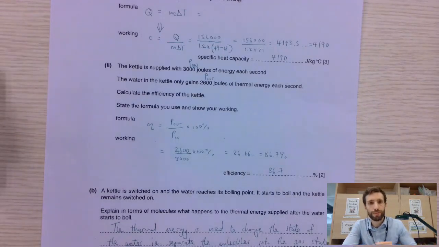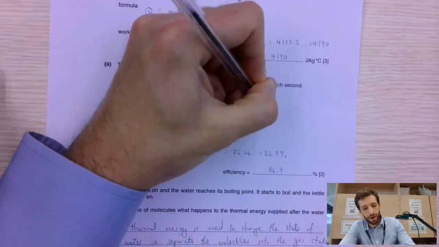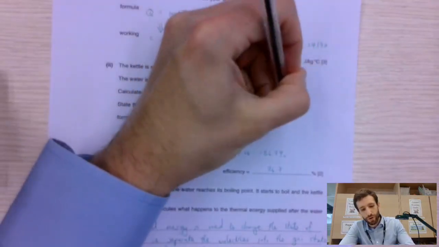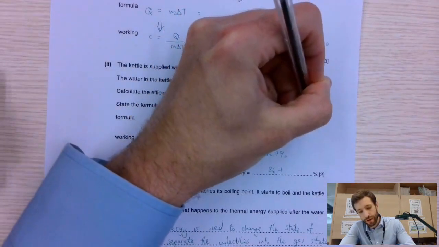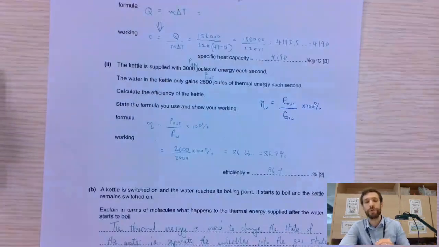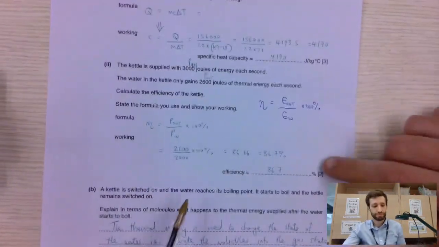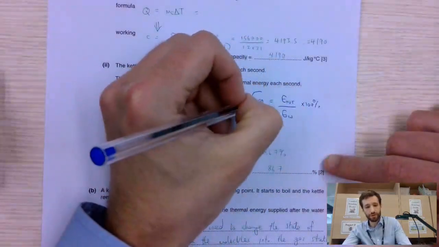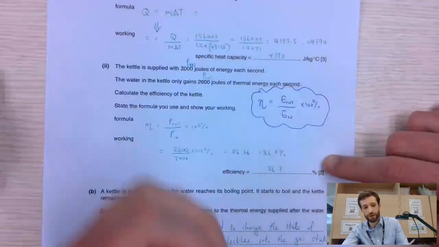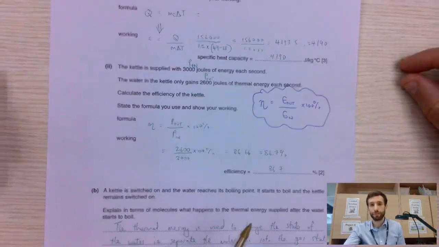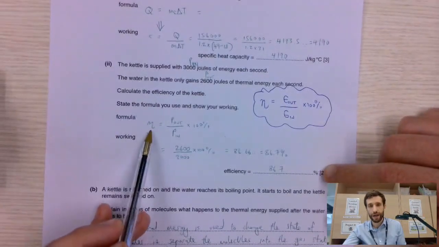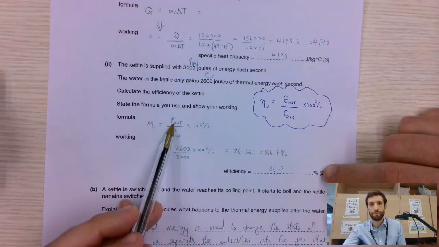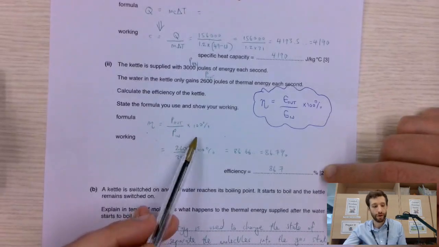In this case efficiency is on our syllabus. We know that efficiency is the ratio of useful energy out to the total energy in, multiplied by 100. This is our standard equation, the one that we've learned. However, I'm going to use a slightly different one: efficiency is the ratio of the useful power out to the total power in, multiplied by 100.